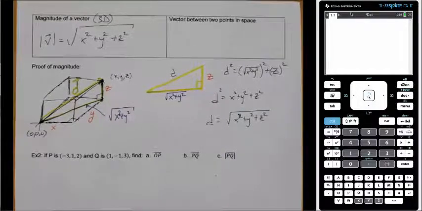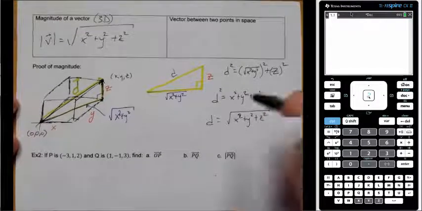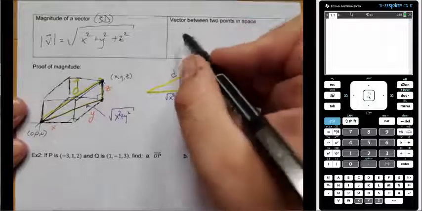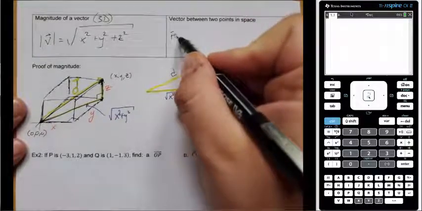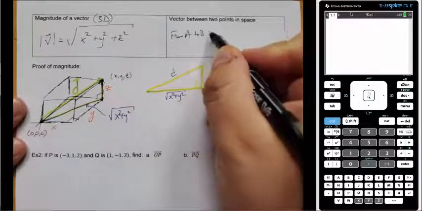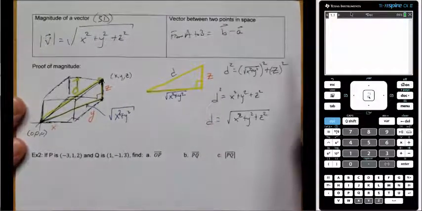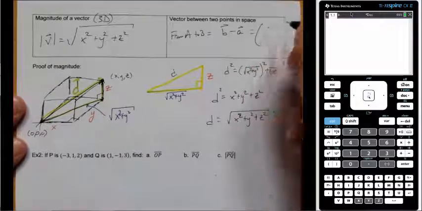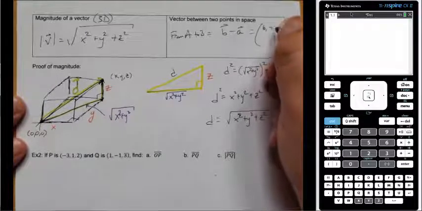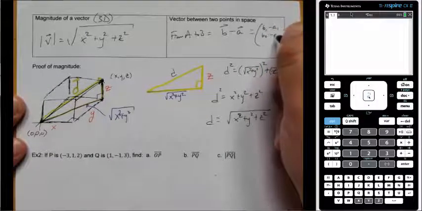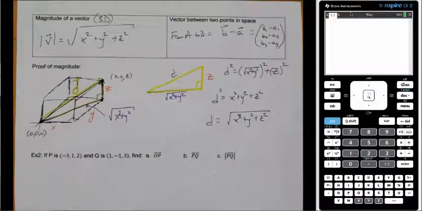Similar to the vector between 2 points that we saw in the two-dimensional case, if I have 2 points, say A and B, the vector from A to B is B minus A. In components, that would be B1 minus A1, B2 minus A2, B3 minus A3, if we're in 3 dimensions.